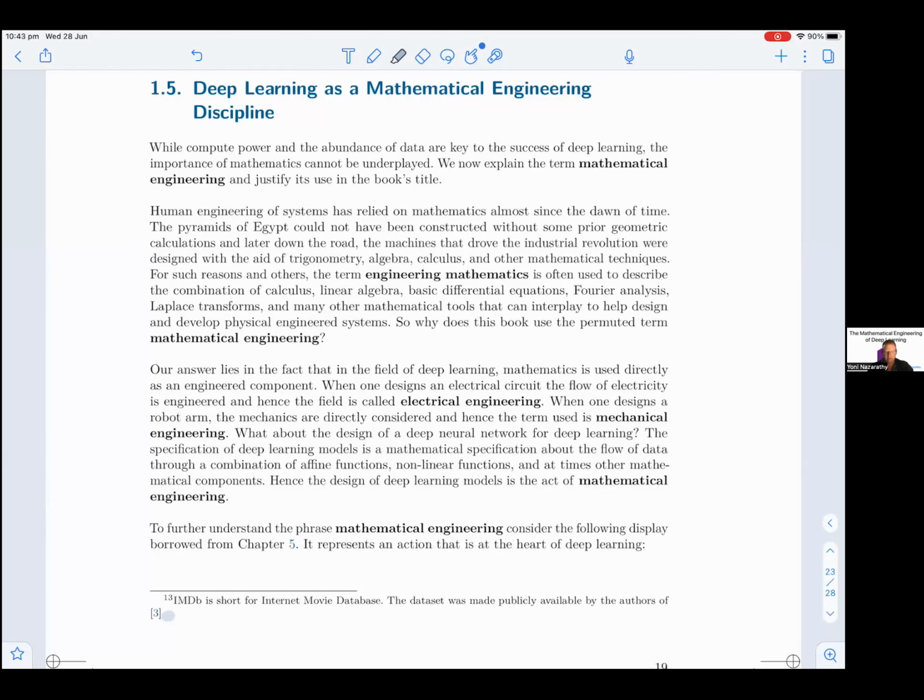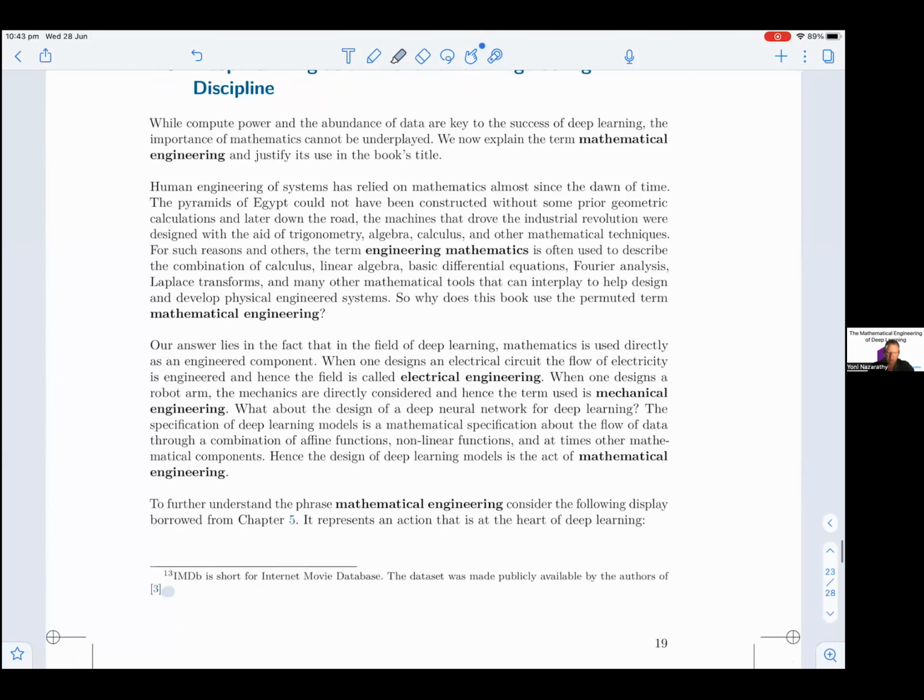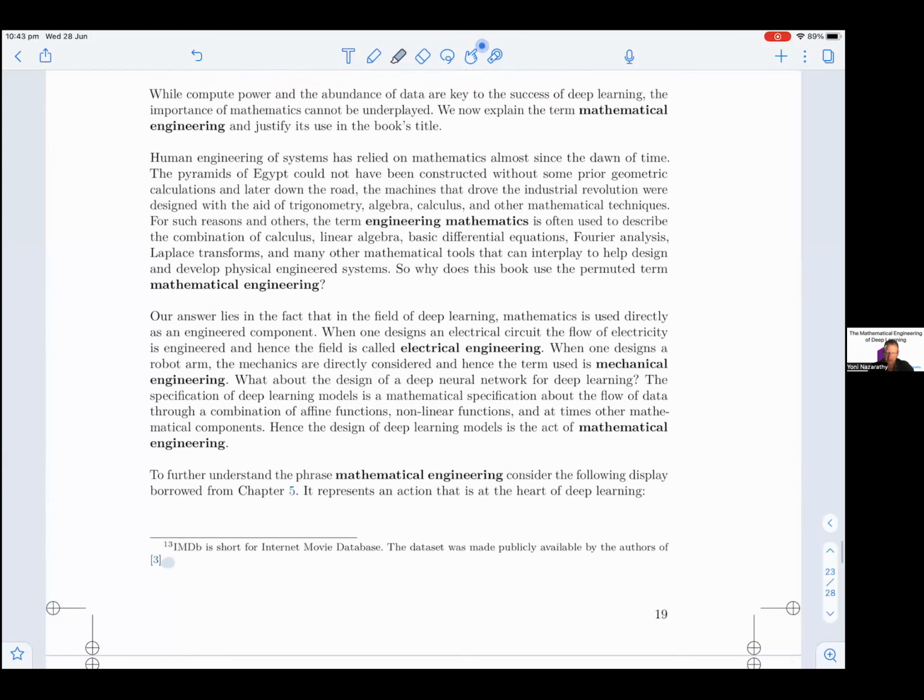Section 1.5, Deep Learning as a Mathematical Engineering Discipline. While computer power and the abundance of data are key to the success of deep learning, the importance of mathematics cannot be underplayed. We now explain the term mathematical engineering and justify its use in the book's title.